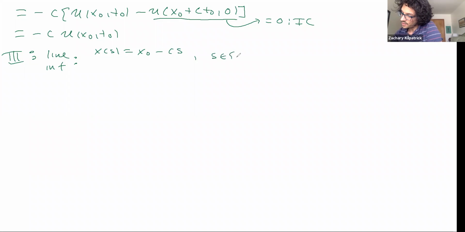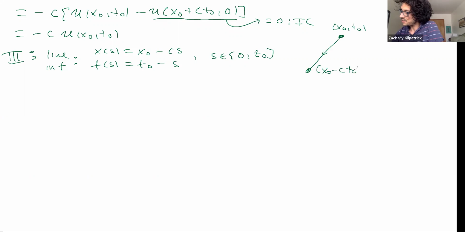Where s goes from 0 to t0. And t of s, that'll be t0 minus s, okay? So remember, that's this line here, right? It's going from x0, t0 down to x0 minus c t0, 0, okay? So that's how we get a nice parameterization of that. We can write out our line integral again.